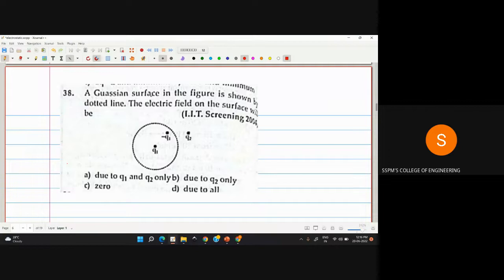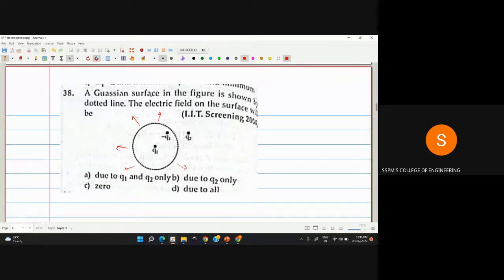So here in this example, one Gaussian surface is given. You know the Gaussian surfaces may be a sphere, it may be a cylinder. Here a sphere is given. This sphere is a hollow sphere, and inside the sphere, Q1 and minus Q1 are located, isn't it? And outside of the sphere, charge Q2 is located. The question is about the electric field on the surface. So what will be the lines of electric field crossing the surface? That is your question, isn't it?